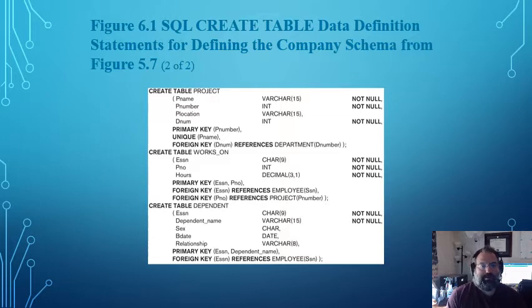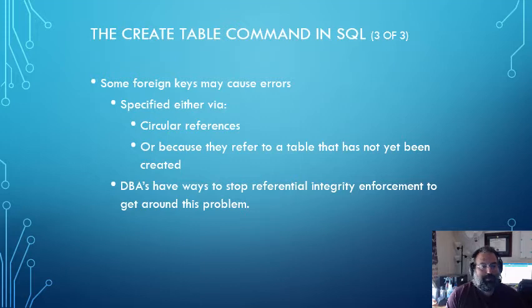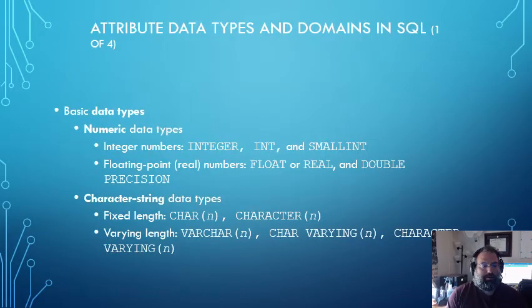Continuing that schema of tables being created, we have project, works on, and dependent, again containing some primary key and foreign key constraints. Some foreign keys may cause errors, and they could be specified via circular references or because they refer to a table that has not yet been created. There are several ways that you can get around that particular challenge. One approach is to create those relationships after the fact. The other is to create the tables and attributes in a certain order, so you insert records in a certain order.